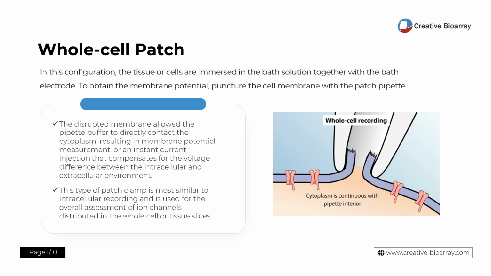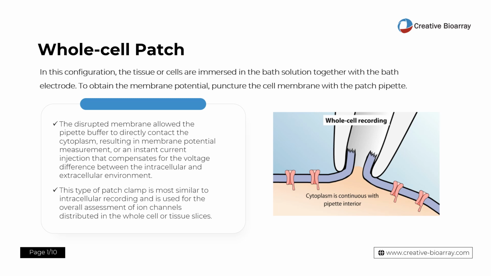Whole cell configuration. In this configuration, the tissue or cells are immersed in the bath solution together with the bath electrode. To obtain the membrane potential, puncture the cell membrane with the patch pipette. The disrupted membrane allows the pipette buffer to directly contact the cytoplasm, resulting in membrane potential measurement, or an instant current injection that compensates for the voltage difference between the intracellular and extracellular environment.